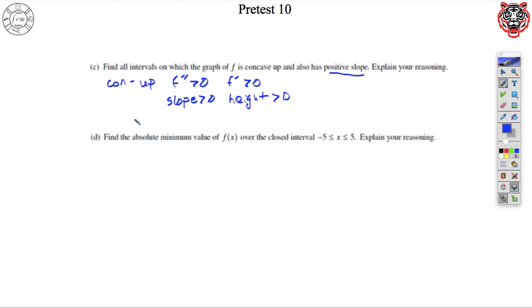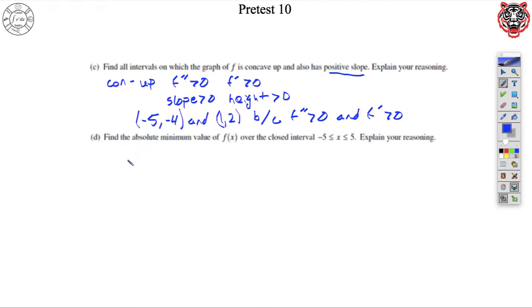Let's write those down. So we can just write down the intervals negative 5 to negative 4, and, what was it, 1 and 2. And we need to explain our reasoning, and it's because exactly what I just wrote up here: f double prime greater than 0 and f prime greater than 0 on those intervals or something like that. Even this is just fine.